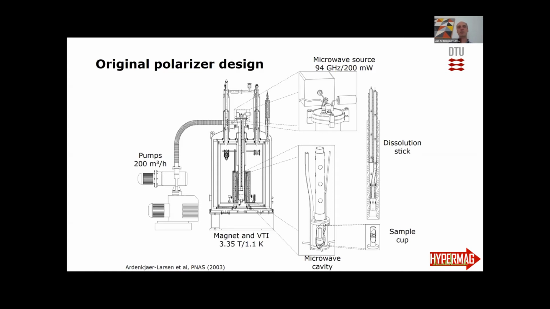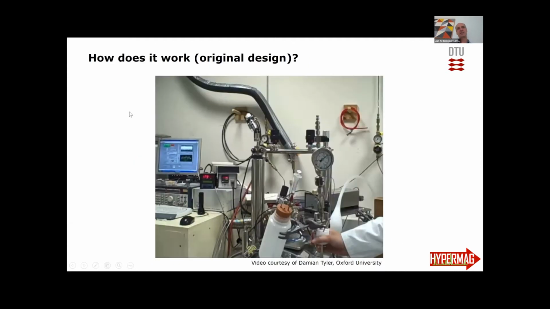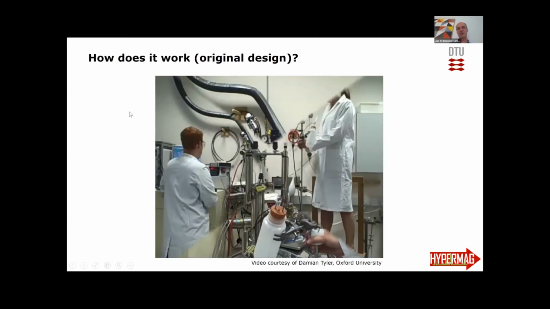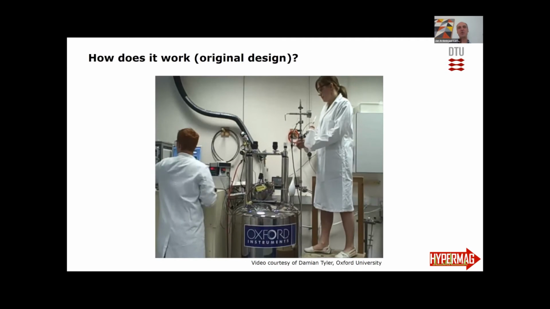We need large mechanical pumps to reduce the temperature of the helium bath. And we need microwave sources to irradiate the electron spin. And then finally, we need what is shown here as a dissolution stick. We need to inject the hot solvent into the cryostat to dissolve the frozen biomolecule to get the liquid solution. So the instrumentation is expensive, complicated, and challenging to maintain. And here you see a video of how one of the first prototypes actually worked.